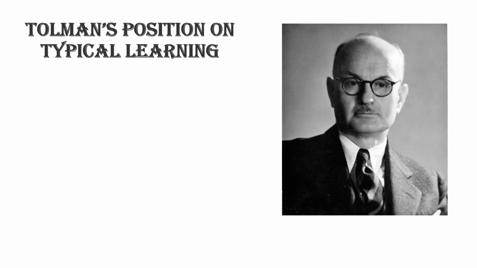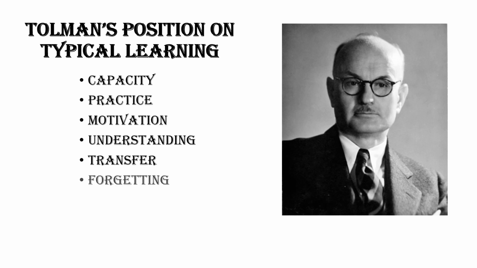Tolman also raised his position on typical learning. He raised six different positions in typical learning, which are capacity, practice, motivation, understanding, transfer, and forgetting. For capacity, Tolman recognized the need for a capacity law because he recognized the possible graduation of learning tasks from those requiring least to those requiring most intelligence.